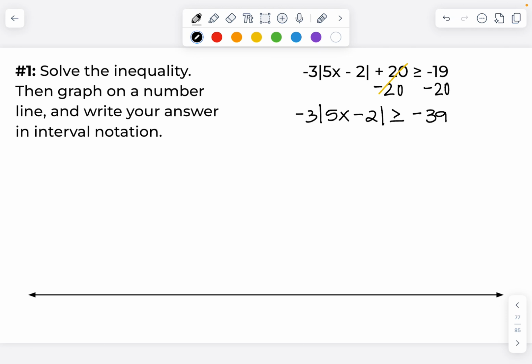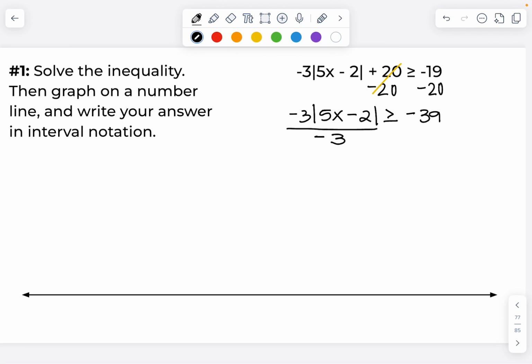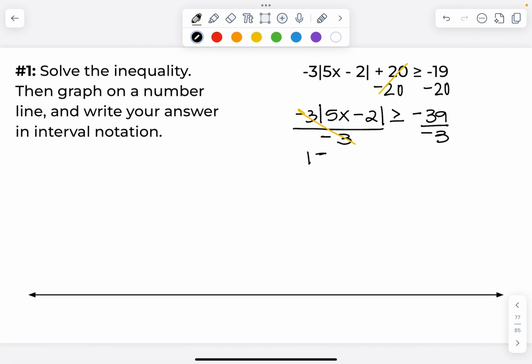Now, guys, notice this is -3 times the absolute value of 5x minus 2. The opposite of multiplication is division. So to get the absolute value bars by themselves, I can divide both sides by -3. I'm going to be left with the absolute value of 5x minus 2. Remember, I'm dividing by a negative number, so this inequality symbol flips. Negative divided by a negative becomes positive. 39 divided by 3 is going to give me 13.